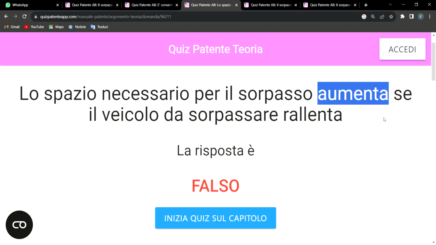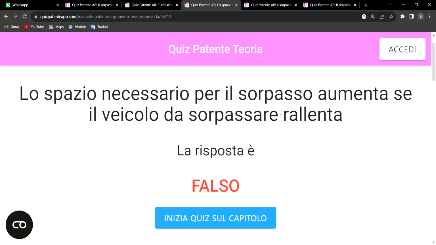in a situation whereby the vehicle that you're about to overtake slows down, reducing its speed. So this rallentare simply means to slow down, to reduce your velocity.